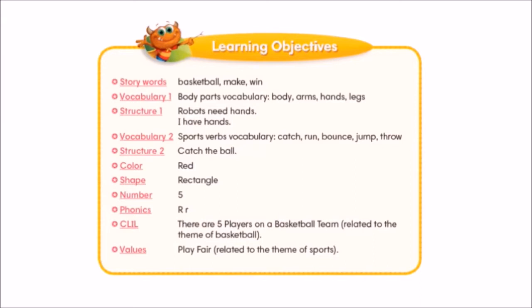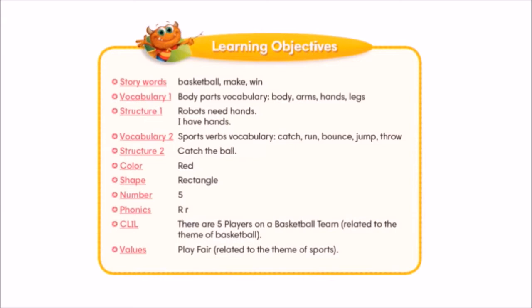And they're going to fit within the structure of robots need hands. I have hands. Then our second set of vocabulary words will be verbs. These are catch, run, bounce, jump, throw. And that will fall in the structure of catch the ball. We're also going to learn about the color red, the rectangle as a shape, the number 5, and the phonetic sound of R, so r, r.